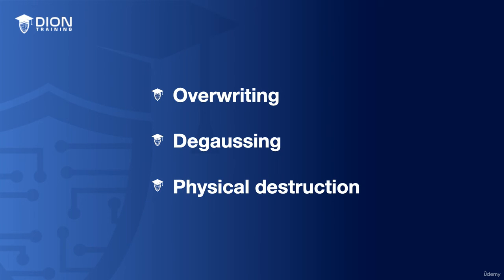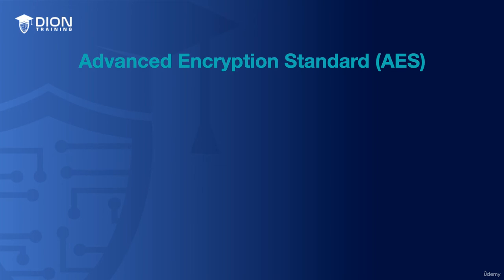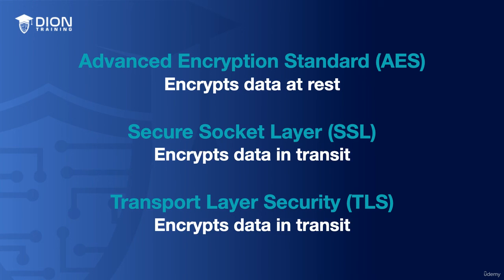An additional crucial tool for ensuring the confidentiality, integrity, and authenticity of data is the use of encryption. Again, as mentioned earlier, encryption can be used to keep data confidential by making it unreadable to anyone who doesn't have the encryption key. There are several common encryption methods used for data security, such as Advanced Encryption Standard, which is AES, Secure Socket Layer, SSL, and Transport Layer Security, which is also called TLS. AES is widely used for encrypting data at rest, while SSL and TLS are commonly used to encrypt data in transit, such as in online transactions.